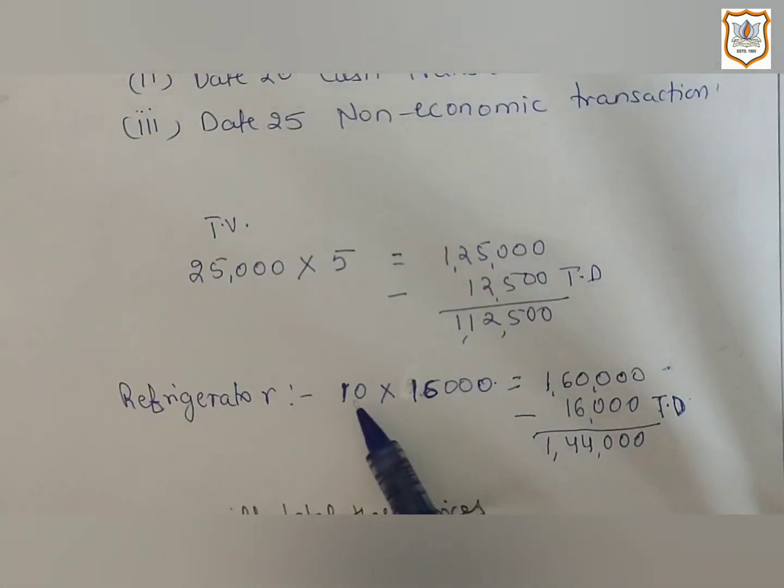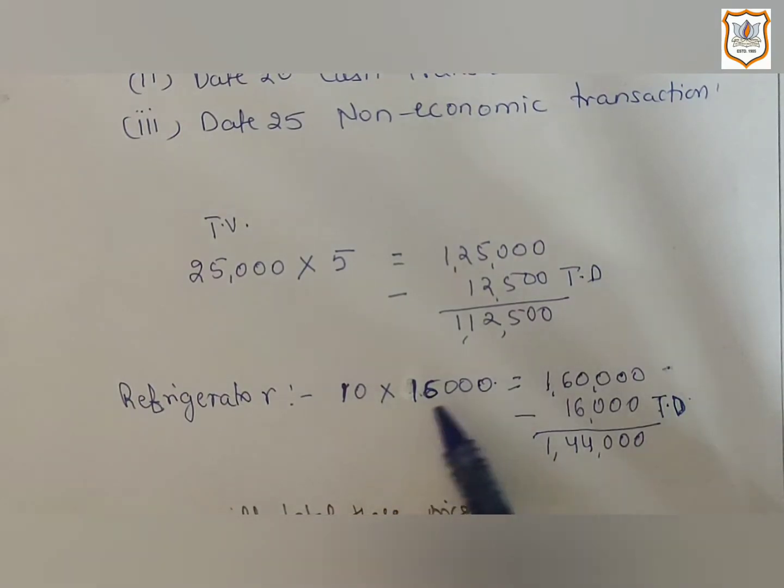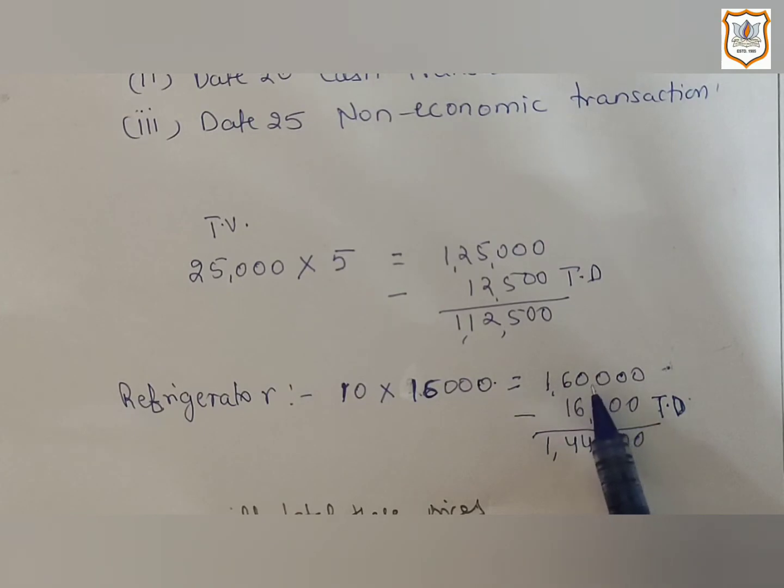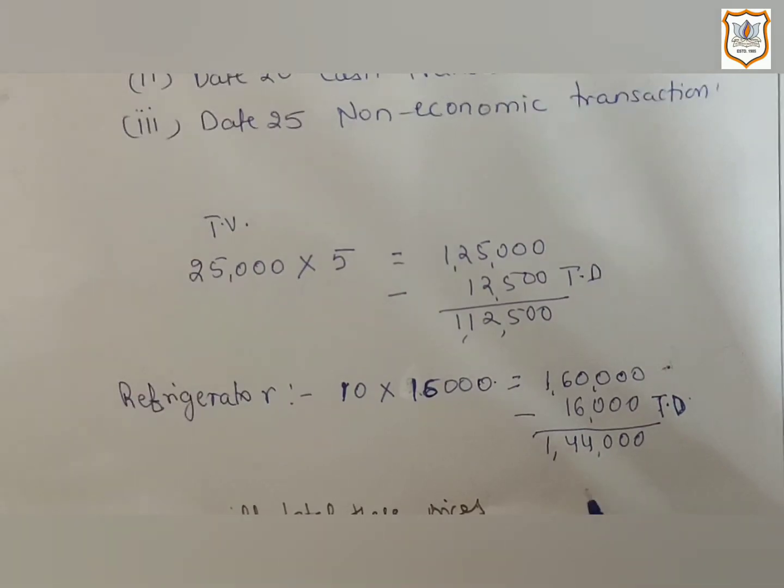Further, it is given that 10 refrigerators have been purchased and the price of one refrigerator is 16,000. So by multiplying these, we will get 1,60,000. That means we have purchased 10 refrigerators worth rupees 1,60,000, but here we are given 10% trade discount. So after deducting 10% trade discount, we will get 1,44,000. That means we have to pay only 1,44,000.